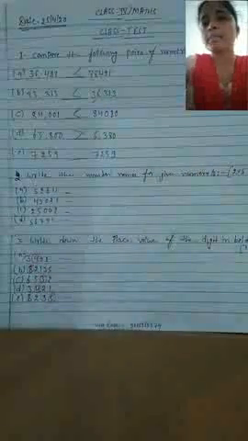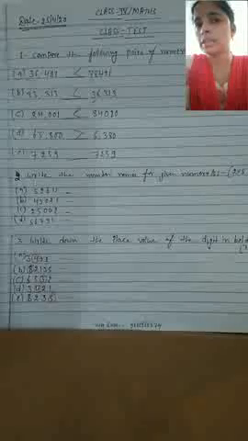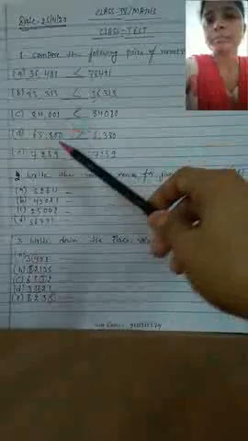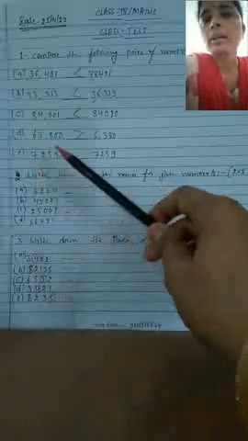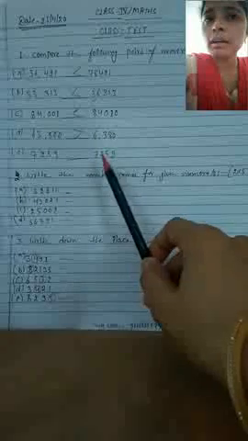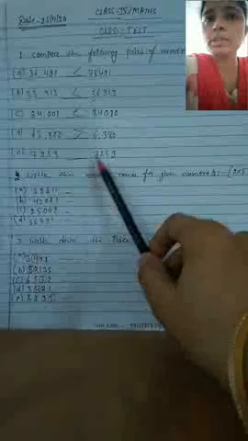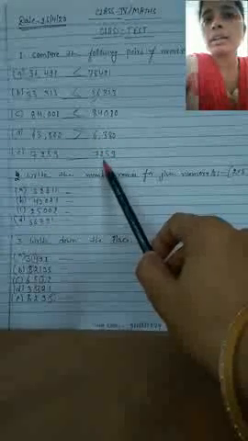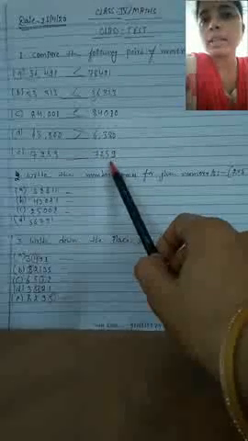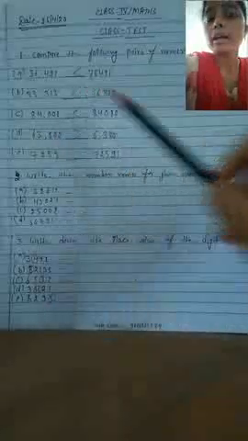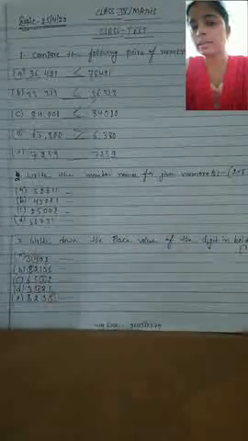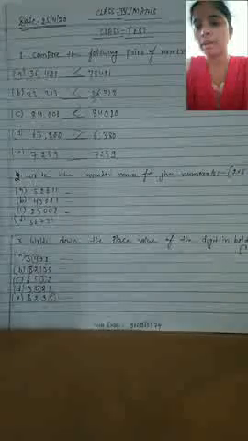Is it clear? Now in the next one we are able to see that in the 1,000 place 7 is there on both sides. Again in the 100 place 2 is there on both sides. Again in the tens place 5 is there on both sides. Again in the ones place 9 is there on both sides. It means the number on the left-hand side and the right-hand side is exactly equal.